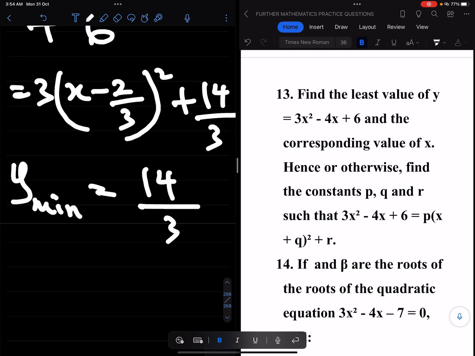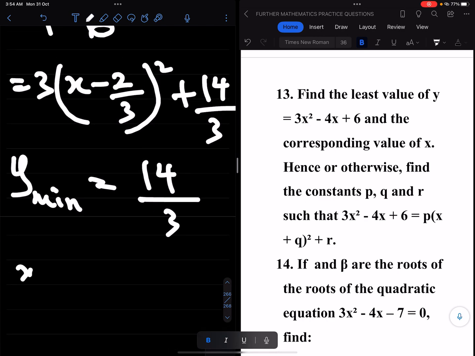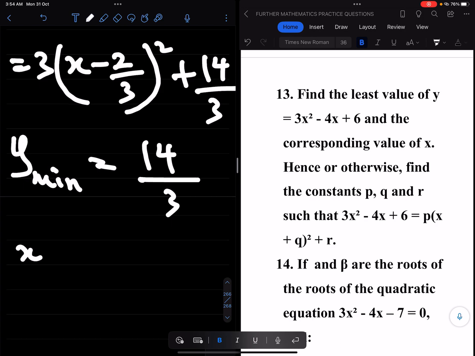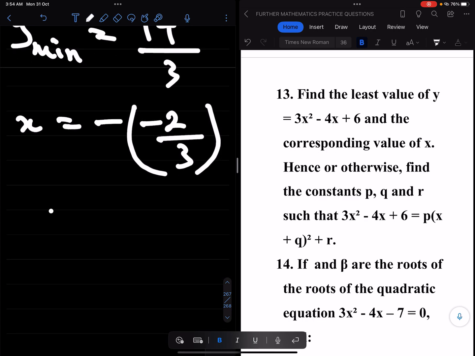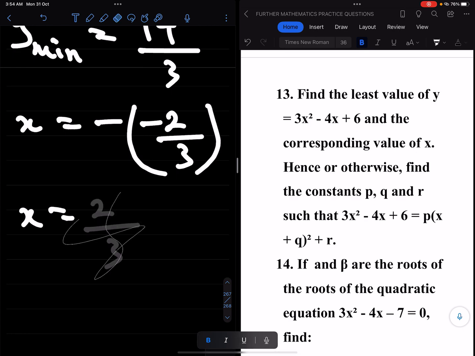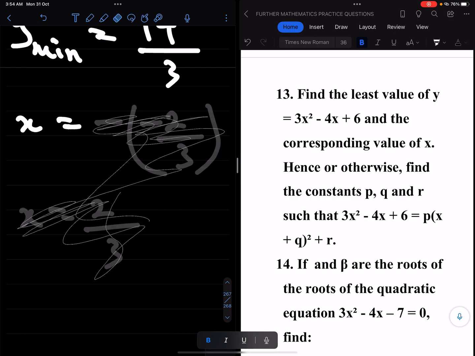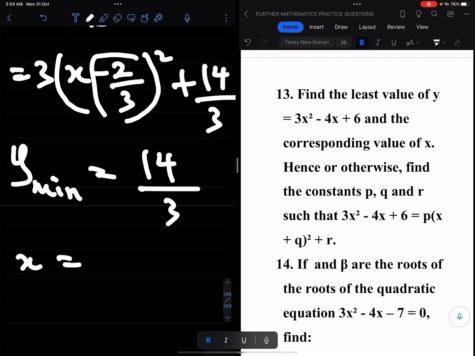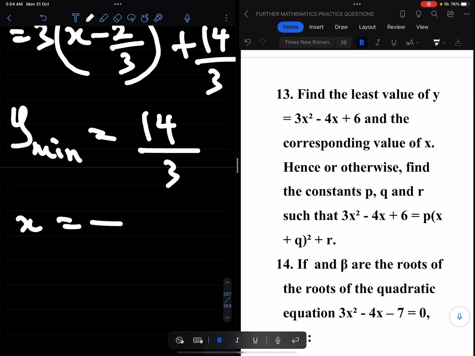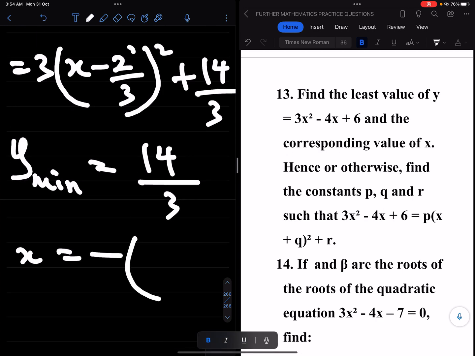And the corresponding value of x is minus b over a. This is b over a, minus 2 over 3 is b over a. So the corresponding value of x will be minus b over a. That's minus into bracket minus 2 over 3, and that's the same as 2 over 3. Oh no, the corresponding value of x is minus b over 2a. Yeah, I was correct. Minus b over 2a.